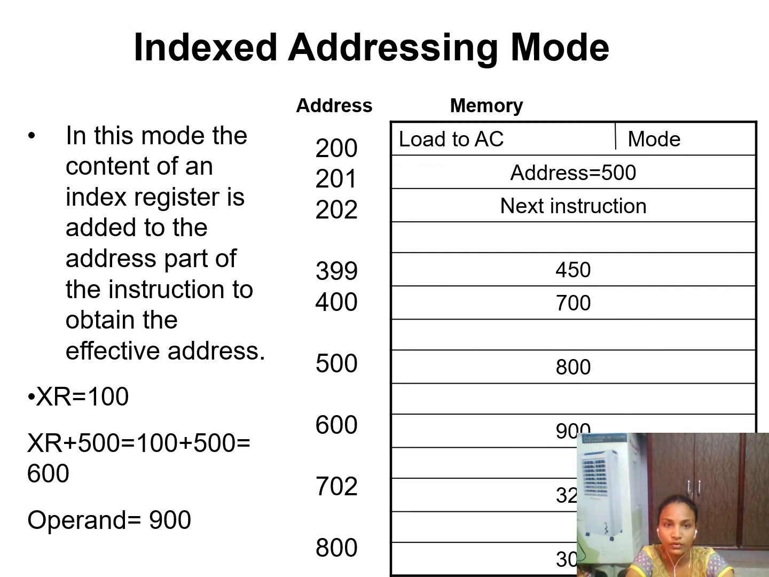Index addressing mode. This is similar to relative addressing mode, but in this mode, the index register is added to the address part of the instruction to obtain the effective address. Here the index value is 100 and the address value is 500. If we add these 100 and 500, we will get the effective address as 600. Once we go inside 600, we find 900 as the accumulator content. Now this 900 is known as the operand.